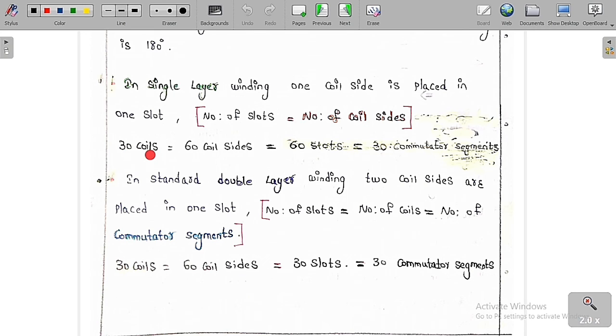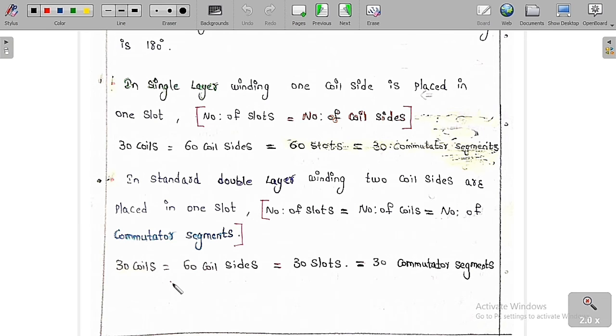Suppose there are 30 coils. Each coil has 2 coil sets, so 30 coils means we are going to get 60 coil sets. And I already told you, in the single layer winding, one coil set is placed in one slot. So as there are 60 coil sets, we are going to get 60 slots. Then, in respect to the type of winding, the number of commutator segments on the commutator is always equal to the number of coils, which is equal to 30. So 30 commutator segments. Suppose in case of double layer winding, 30 coils means one coil has 2 coil sets.